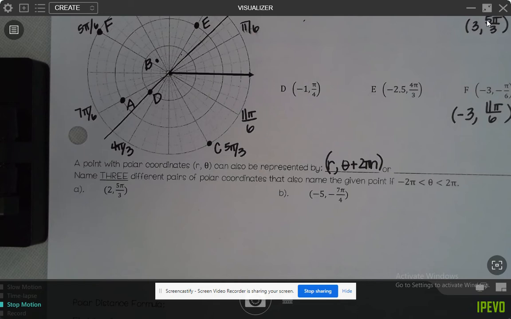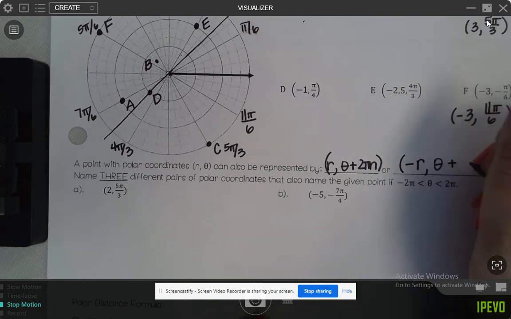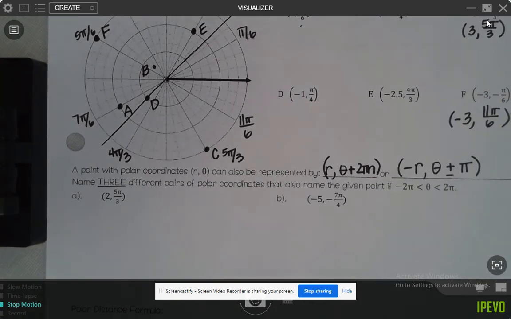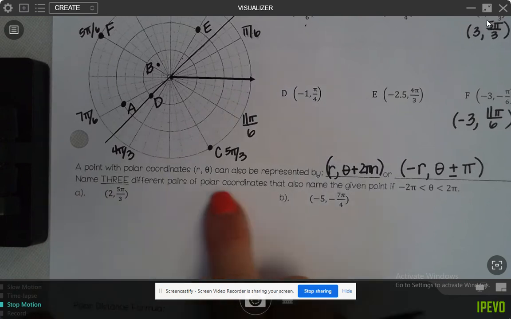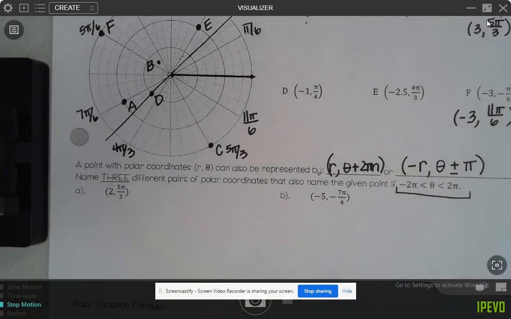Or you're going to flip your R, and you're going to add pi. I should say plus or minus pi. Okay. Now, we're going to give 3 different pairs of polar coordinates given between negative 2 pi and 2 pi. It's just the front of the notes, and then that's it. Negative 2 pi, 2 pi.